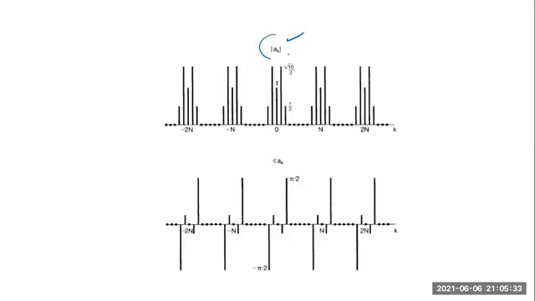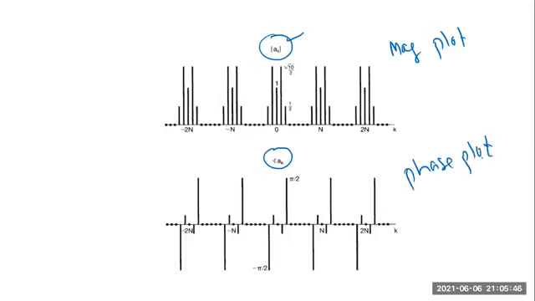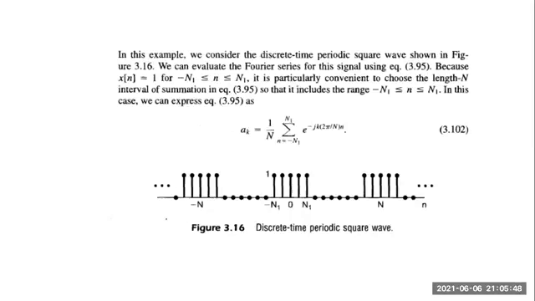So this is, you can see the magnitude of the Fourier coefficient, and this one is the phase of the Fourier coefficient. So this is, you can call it magnitude plot, and you can call this as phase plot. And now coming to this third example.